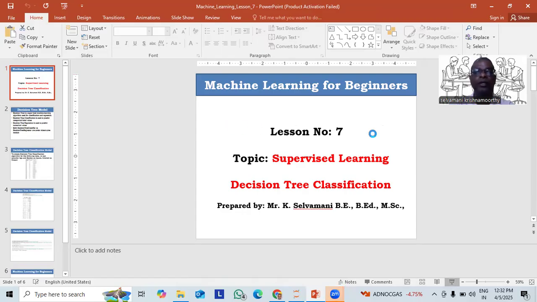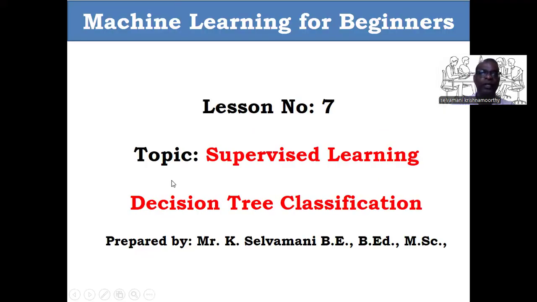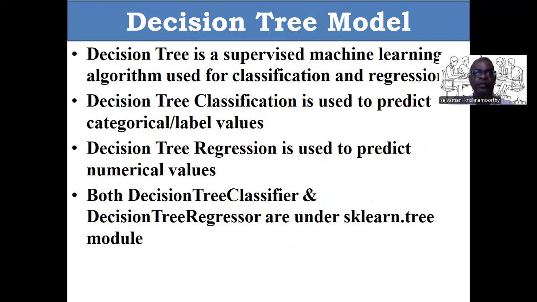See lesson number 7. Topic is supervised learning decision tree classification. Okay, decision tree classification. That is what we are going to study in this lesson. See, decision tree is a supervised machine learning algorithm used for classification as well as regression. So decision tree can be used for both. Decision tree classification is used to predict categorical or label values. Label means what? Text values.